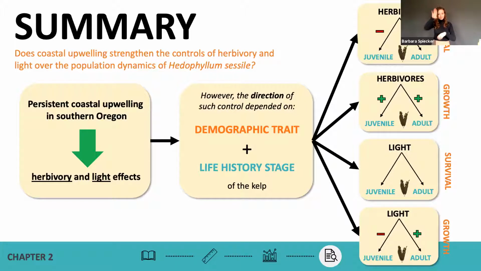So for example, looking at the first box there on the far right, at the top, herbivores negatively affected the survival of juvenile kelps. Looking in the second box, herbivores positively affected the growth of both juvenile and adult kelps. Now looking at the effect of light on survival, light had no effect on the survival of kelps, yet in the last box there, you can see the effect of light on growth. Light negatively affected the growth of juveniles and positively affected the growth of adults.